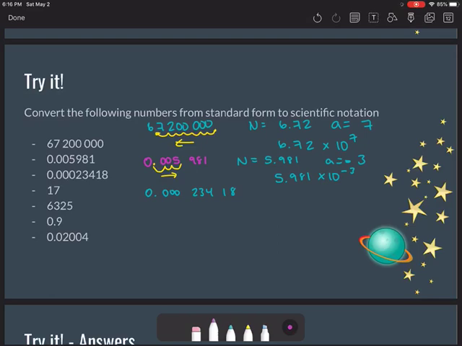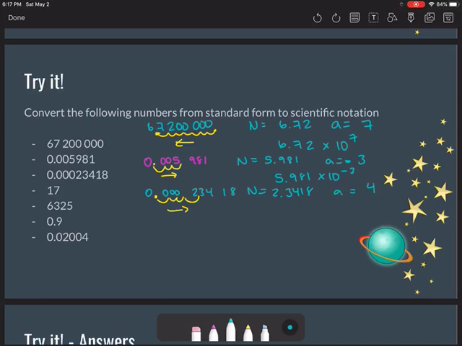0.000233418. I'm going to start by looking where my decimal is. Oh, there she is. And I'm going to be moving it until I have only one value that is not a 0 to the left of my decimal place. So I am moving it to the right 1, 2, 3, 4 times. That gives me an n value of 2.3418, and an a value of 4.